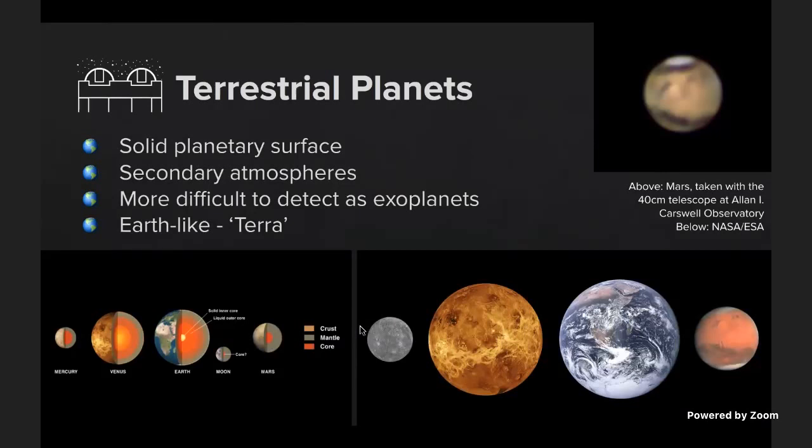Terrestrial planets are planets that are rocky or solid, similar to the Earth, hence their naming after the Latin word for Earth, terra. In the solar system, the 4 terrestrial planets are the inner planets Mercury, Venus, Earth, and Mars. Each of these planets has a metallic core surrounded by a mantle and a solid rocky surface. They are much closer to the sun than the 4 giant planets and are much smaller than the giant planets, and therefore much more difficult to detect as exoplanets.